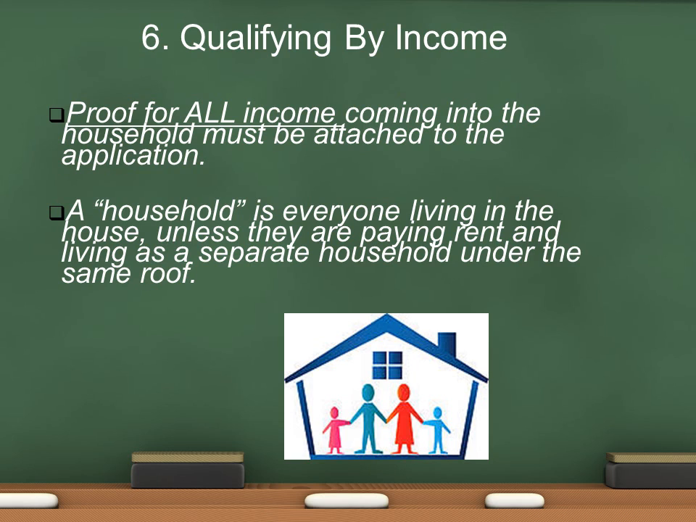Number 6, qualifying by income. A copy of proof for all income coming into the household must be attached to the pre-K application. A household is everyone living in the house unless they are paying rent and living as a separate household under the same roof. The next module will cover the important details of qualifying students by income.